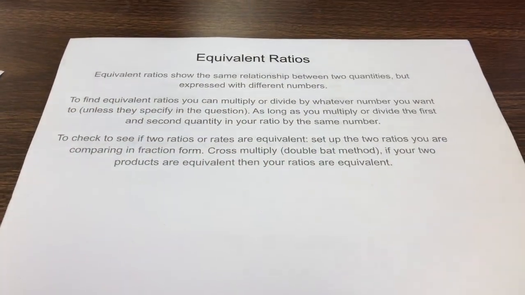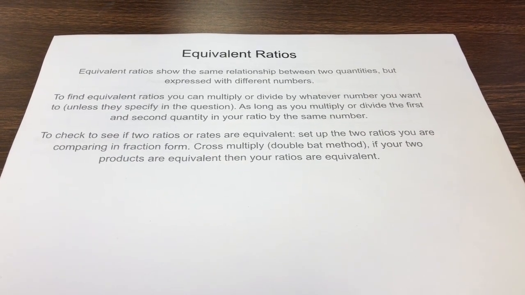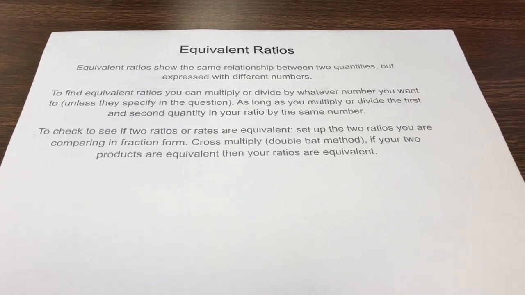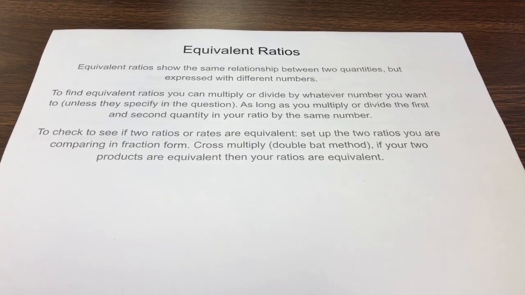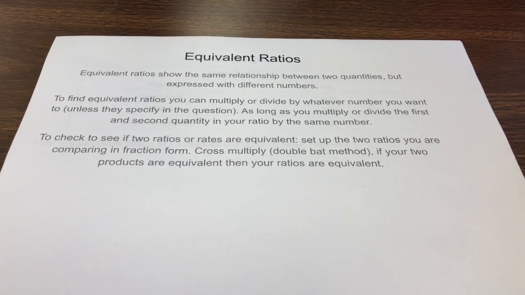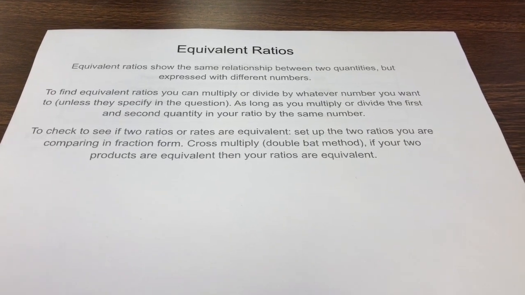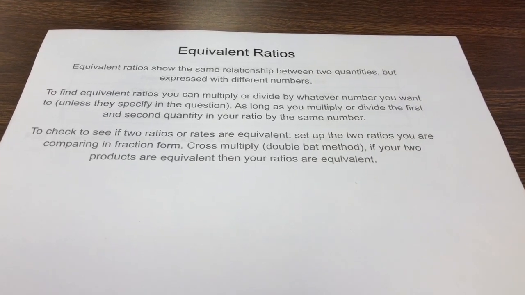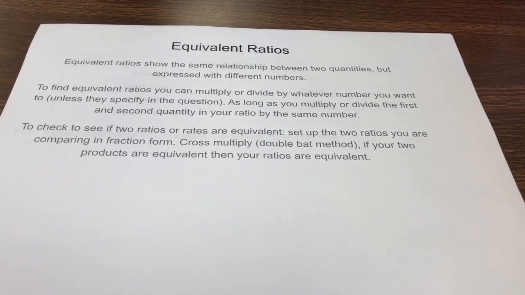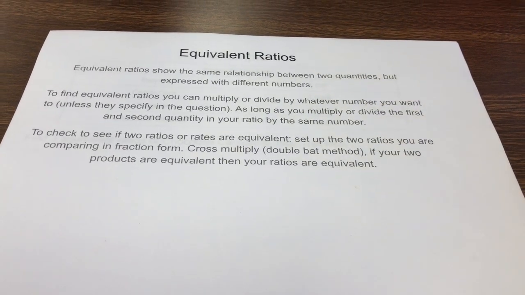Now we're going to look at equivalent ratios. Equivalent ratios show the same relationship between 2 quantities, but expressed with different numbers. To find equivalent ratios, you can multiply or divide by whatever number you want to, unless they specify in the question. In that case, they will be saying they doubled the batch of cookies. They want to know what 4 times this recipe would make. That's when they would specify the question.